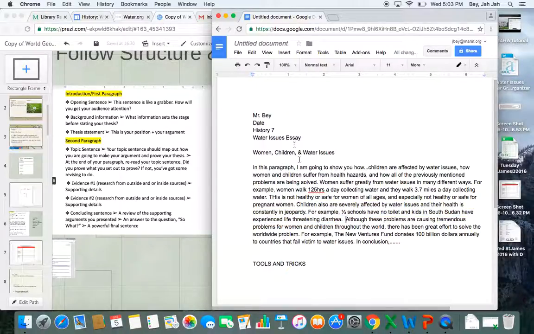And then third, now I'm ready to talk about my third issue, the third thing that I said I was going to talk about in my topic sentence, and that is how the problems are being solved. Although these problems are causing tremendous problems for women and children throughout the world, there has been great effort to solve the worldwide problem. That is what, guys? Is that evidence or is that context? Remember, context sets up the evidence. So ask yourself right now, this sentence that I'm highlighting, is it evidence or context? And answer your own question as you watch this video.